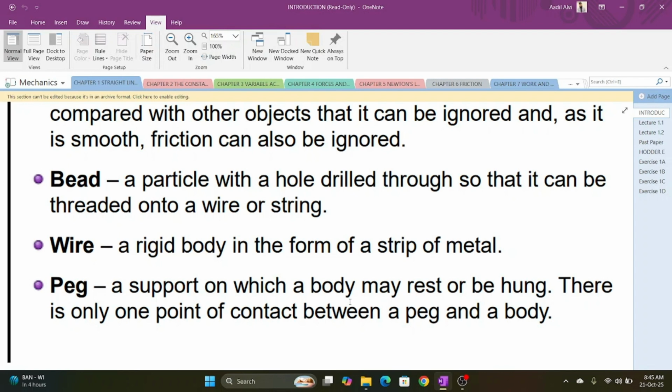So what is it? It's a support on which a body can rest. Even a nail that has been hammered into a wall can also act as a peg. Why? Because it's a support through which you can hang objects, and the object can also be at rest. For example, when you hammer a nail onto a wall and hang a painting, we say that the painting is at rest on a peg. So a peg is just like a support.